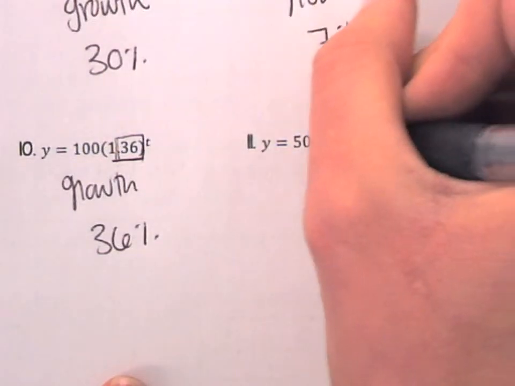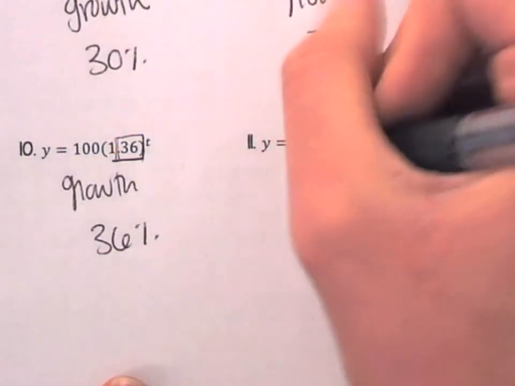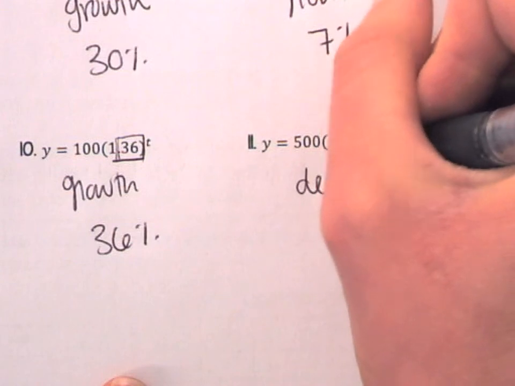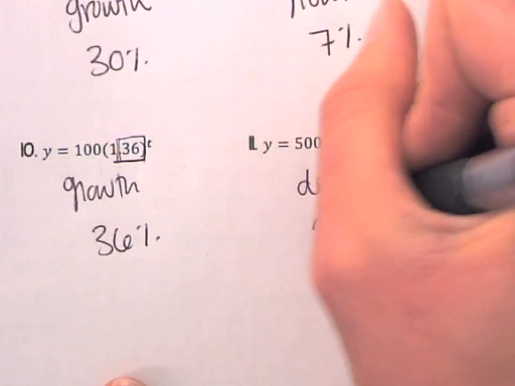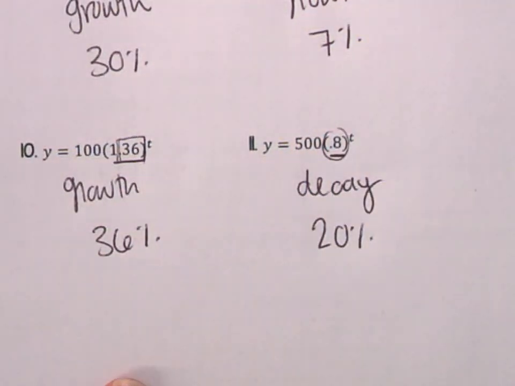And on number 11 here, 0.8, that's smaller than 1, so we are decaying. Okay, and 80% will be remaining each time, which means each time it's going down by 20%.